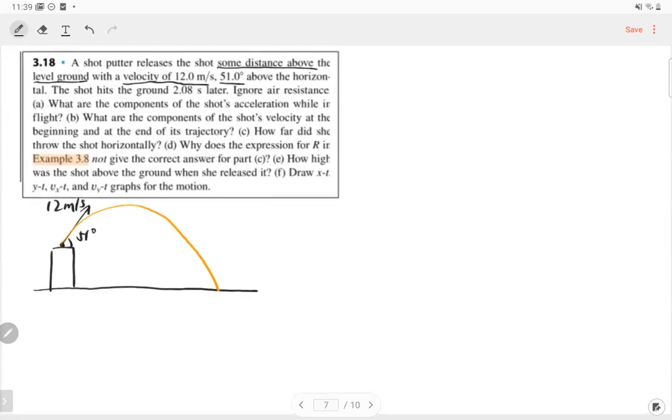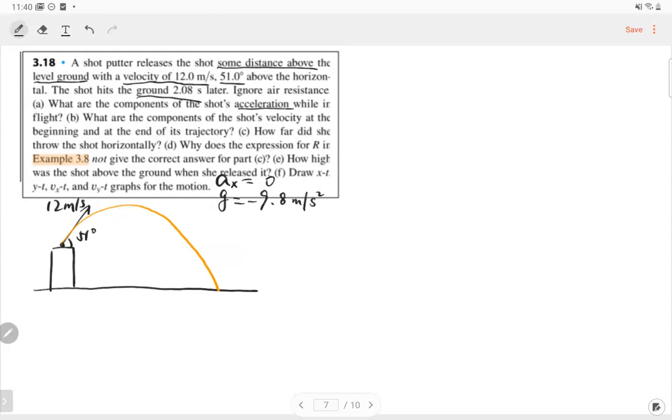The shot hits the ground 2.08 seconds later. Ignoring air resistance, what are the components of the shot's acceleration while in flight? Okay, acceleration in projectile motion is always equal to gravity. So g is negative 9.8 meters per second squared in the y direction, and in the x direction it is 0. Remember this.